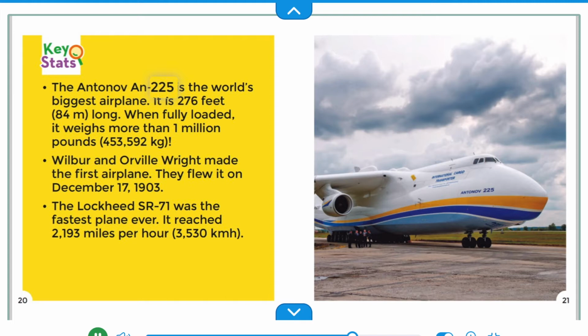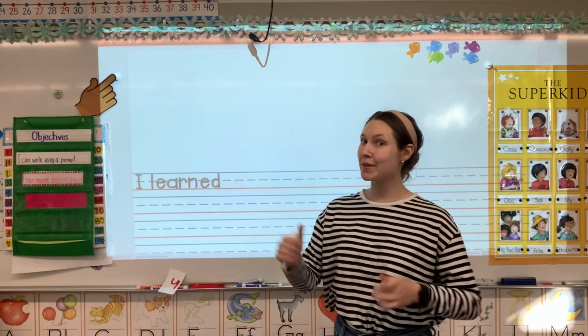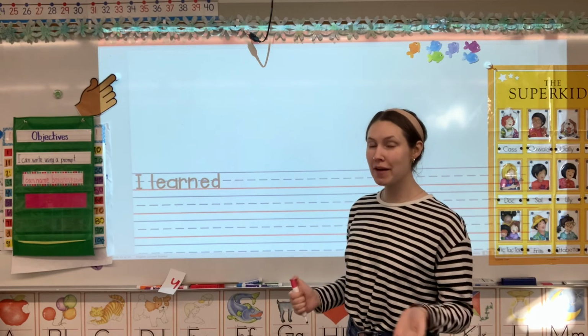The Antonov AN-225 is the world's biggest airplane. It is 276 feet, 84 meters long. When fully loaded, it weighs more than 1 million pounds, 453,592 kilograms. Wilbur and Orville Wright made the first airplane. They flew it on December 17, 1903. The Lockheed SR-71 was the fastest plane ever. It reached 2,193 miles per hour, 3,530 kilometers per hour.